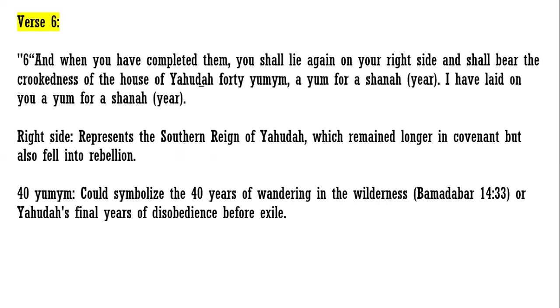So the right side represents the southern kingdom of Yehudah, which remained longer in the covenant, but also fell into rebellion. And as we said earlier, 40 yomim could or may have symbolized the 40 years that Yahuwah said they would have suffered the consequences for their rebellion whilst they were in the wilderness, or Yehudah's final years of disobedience leading up to exile.